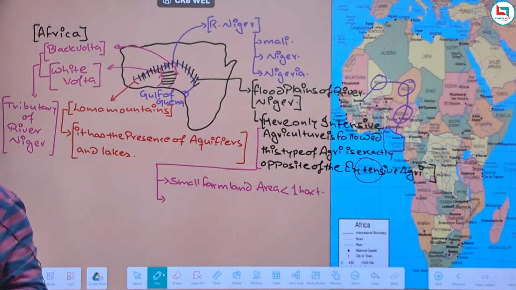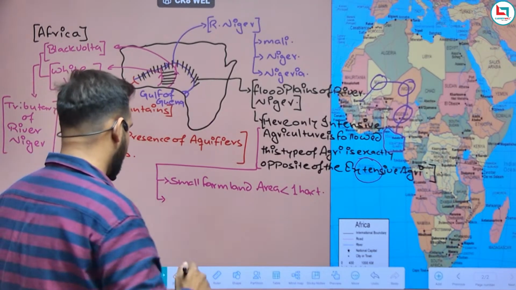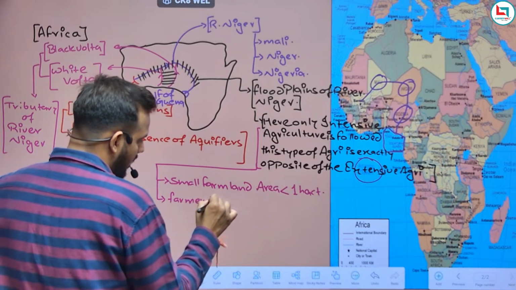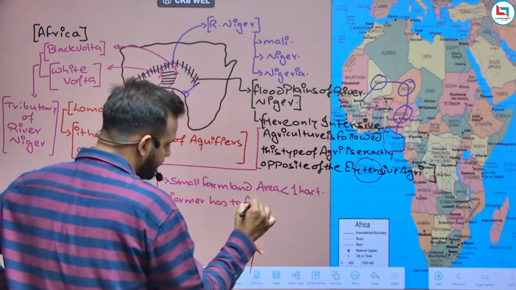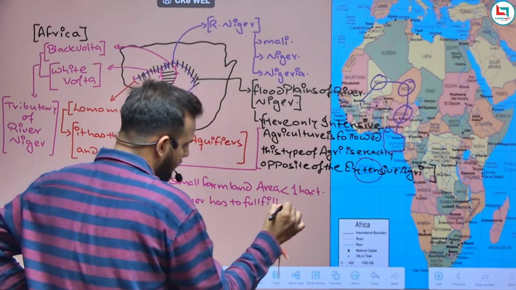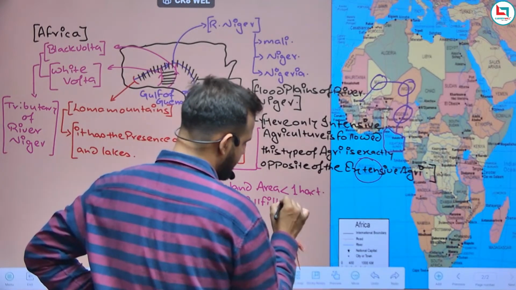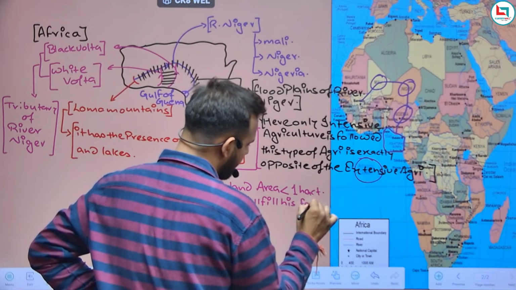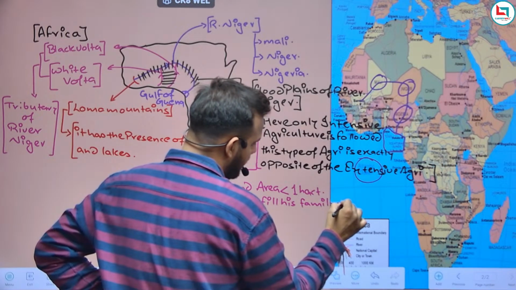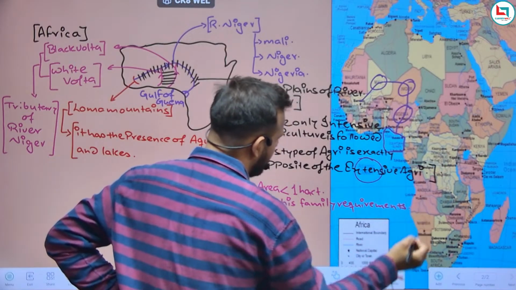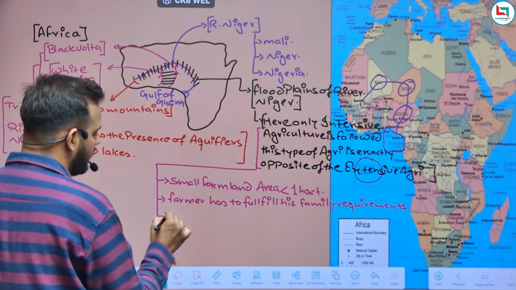Profit is not the major motive. The farmer has to fulfill his family requirements. Okay, it is not profit driven.